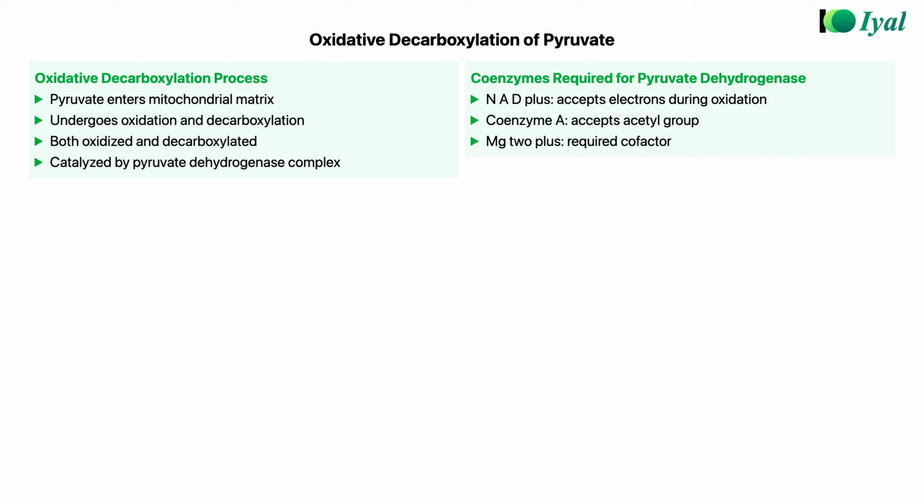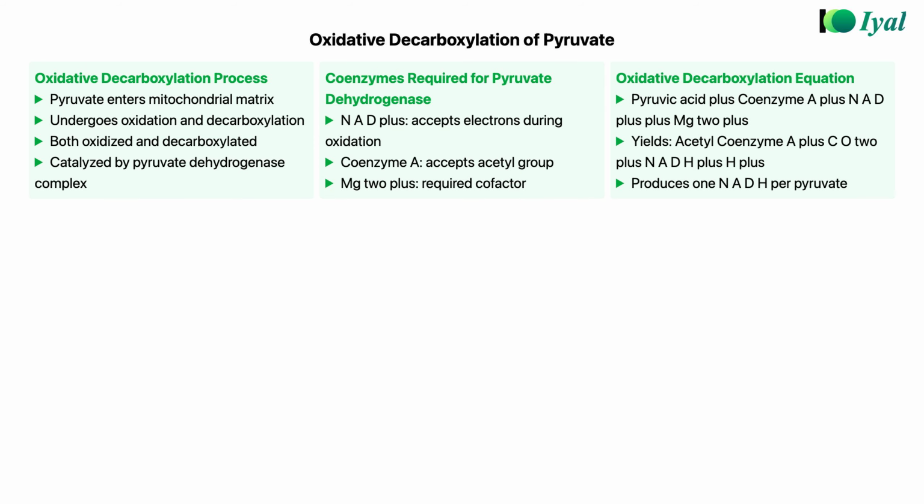Third, magnesium ion Mg2+. This is a cofactor. It helps the enzyme work. So 3 things. NAD+, coenzyme A, Mg2+. All needed for the reaction. So the equation: pyruvate plus coenzyme A plus NAD+ plus Mg2+, and pyruvate dehydrogenase catalyzes this. And we get acetyl coenzyme A plus carbon dioxide plus NADH plus H+.